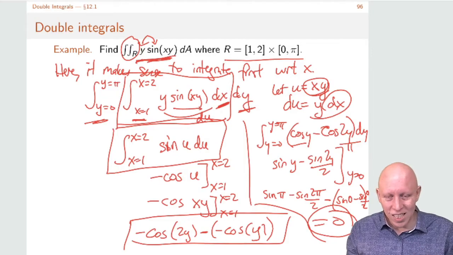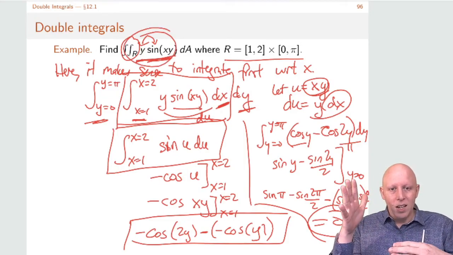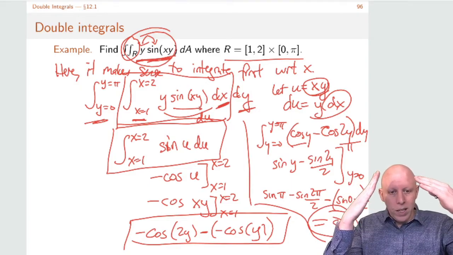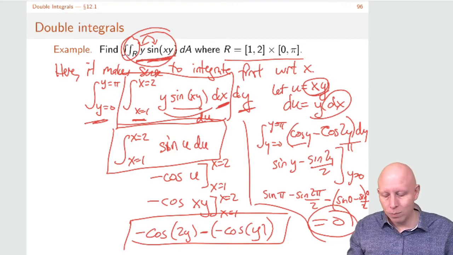What is that saying? That's not saying that this function was the 0 function. It's saying that the total volume above the x-axis cancels out with all the volume below the x-axis.